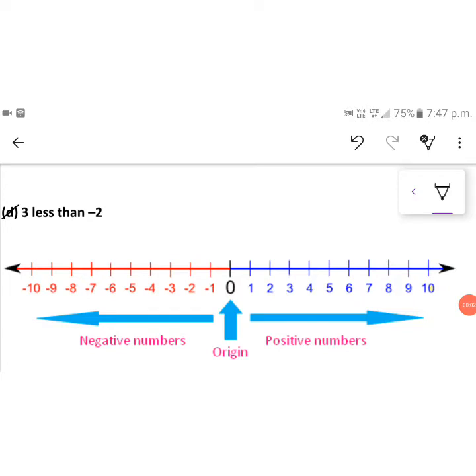D part, 3 less than minus 2. On the number line, we will move 3 steps to the left from minus 2. First we mark minus 2 and move 3 steps to the left. 1, 2, 3. We reach minus 5. So 3 less than minus 2 is minus 5.